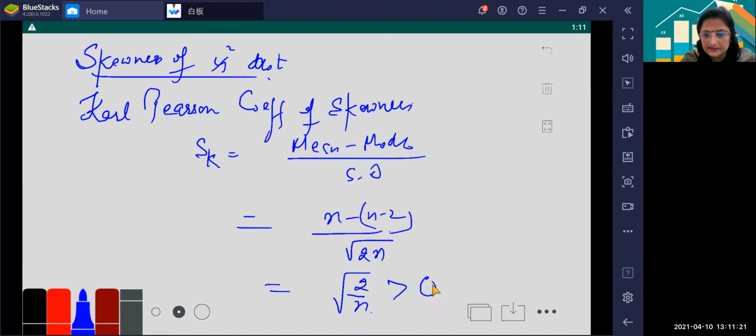And this quantity is greater than 0 for all n greater than or equal to 1. Because n is a natural number, so it starts from 1. So n is starting from 1, goes up to infinity.